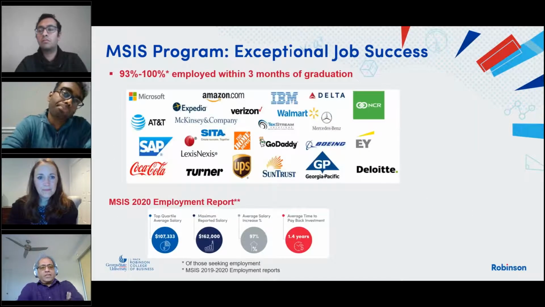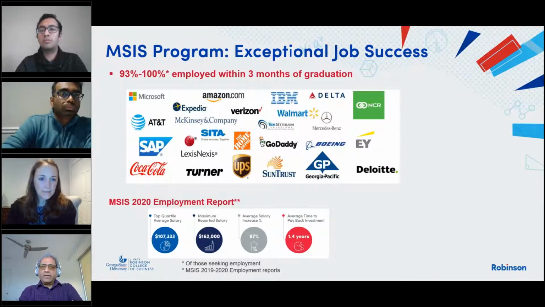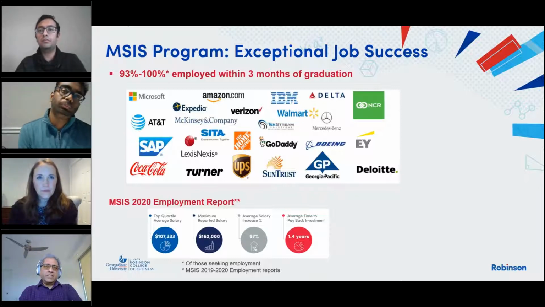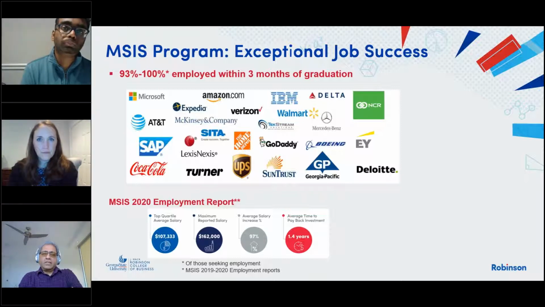On to our next slide, job placement. We've been very, very successful. Our students have been very successful in getting employed in the last several years. It ranges between 93 to 100%. It's historically been very close to 100%. The pandemic dropped it a little bit, but it's still 93% last year. We don't have the data for this year yet.